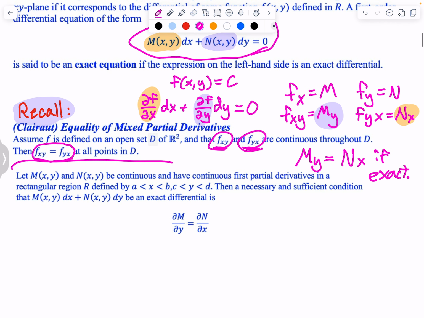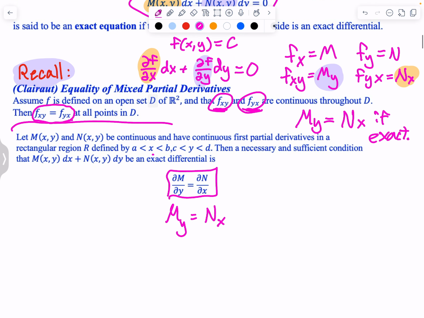All right, so from there, we just stated it, but if M and N are continuous and have continuous first partial derivatives in a rectangular region, then a necessary and sufficient condition that the equation may be an exact differential is this. And that's exactly what we just wrote down, right? My equals Nx. So if that's true, then it is an exact equation. And I'll show you the method for that.